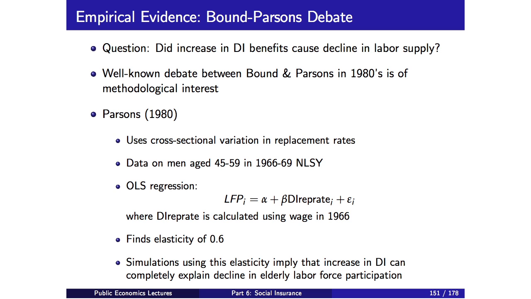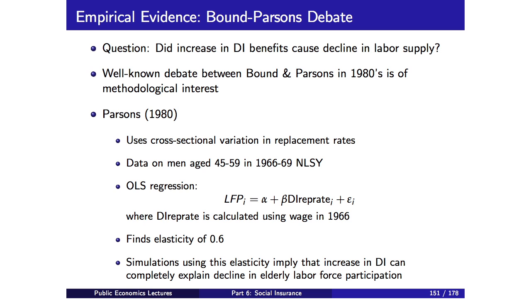And he runs an OLS regression that looks like this, where he regresses an indicator for whether you're participating in the labor force, whether you're working, on the DI replacement rate that you are eligible for, and some controls, which we'll come to in a second. The DI replacement rate is calculated based on your wage in 1966 at the beginning when he sees you here, before you're filing this claim, all right? He runs that regression just using cross-sectional variation in the replacement rate and finds an elasticity of 0.6.